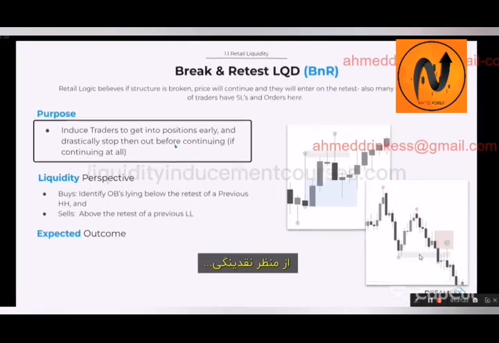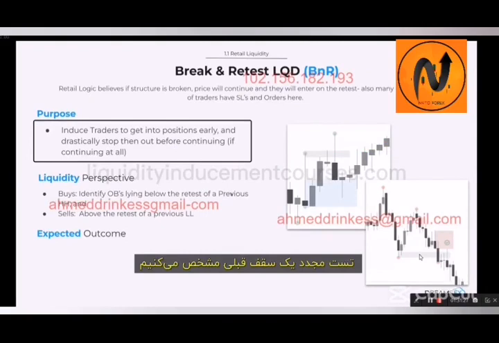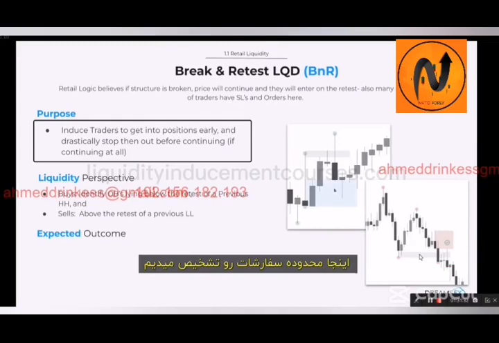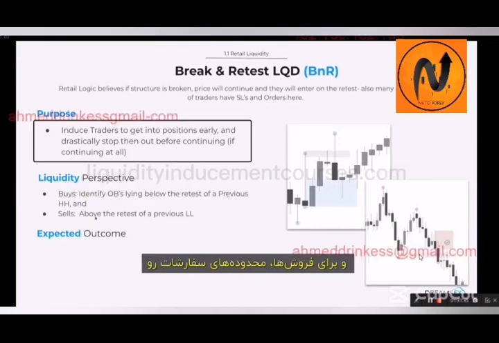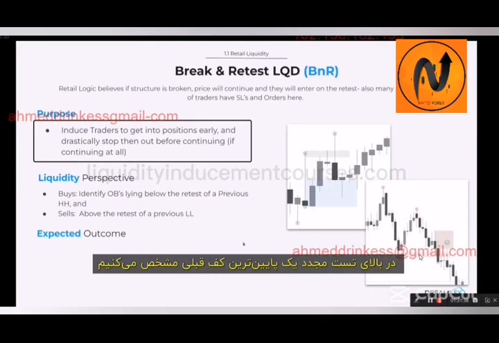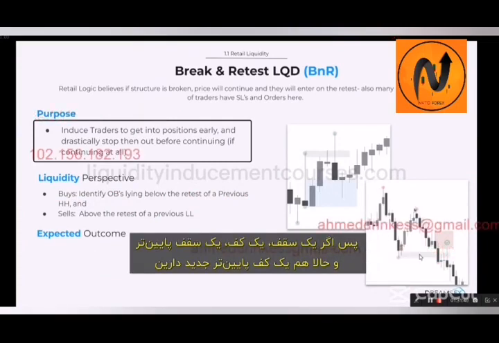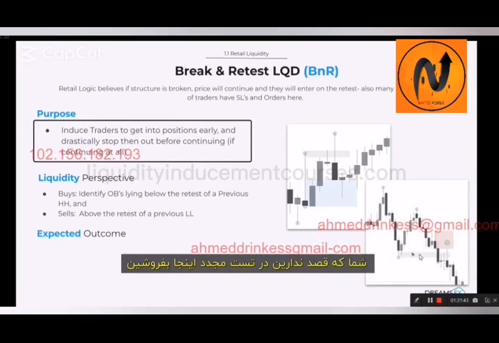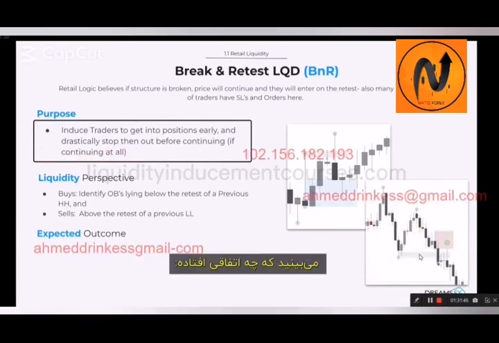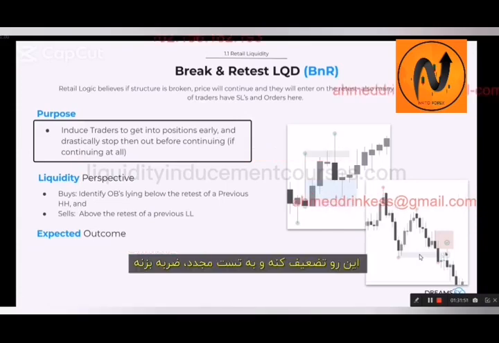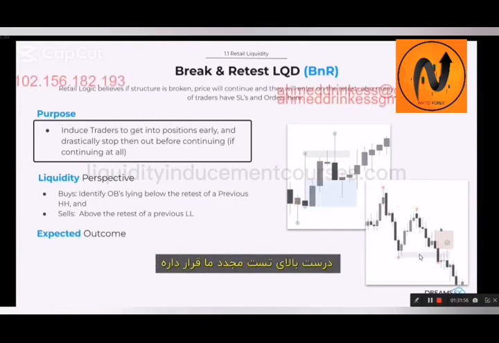From a liquidity perspective, we identify the order blocks below the retest of a previous high. So below the retest of here, we identify an order block. And for sells, we identify order blocks above the retest of a previous lower low. So if you have a high, a low, a lower high, and then you have a new lower low, you don't want to sell on the retest of this right here. You see what happened. Price came to mitigate or tap that retest, gave a small reaction, but then came up to the order block right above our retest, and then ended up going lower.